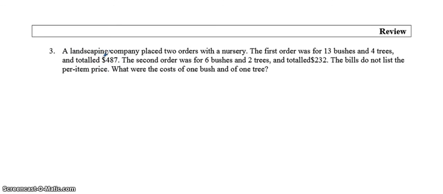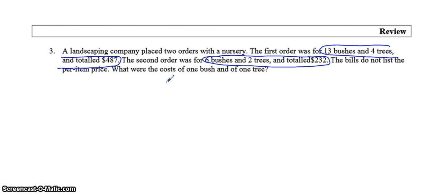A landscaping company placed 2 orders with a nursery. The first order was for 13 bushes and 4 trees and totaled $487. That's what's going to make up our first equation. The second order was for 6 bushes and 2 trees and totaled $232. That's what's going to make up our second equation.